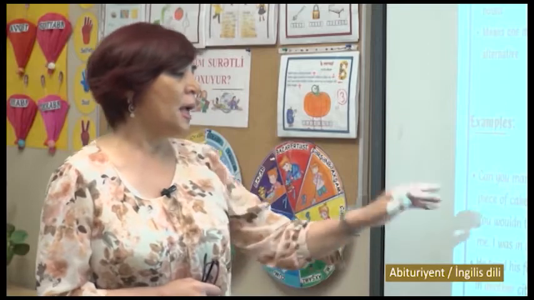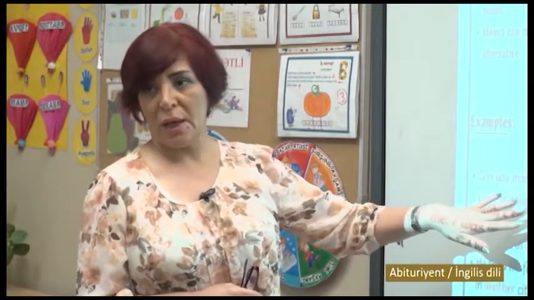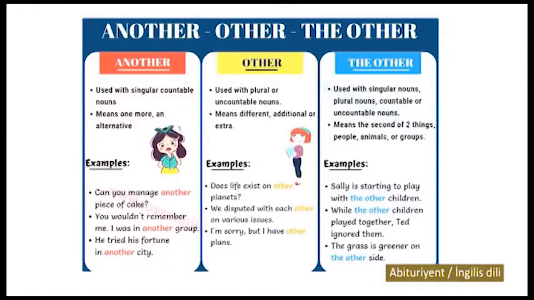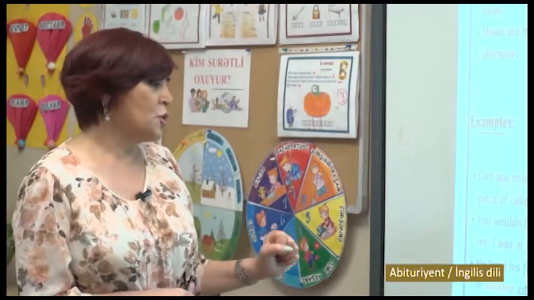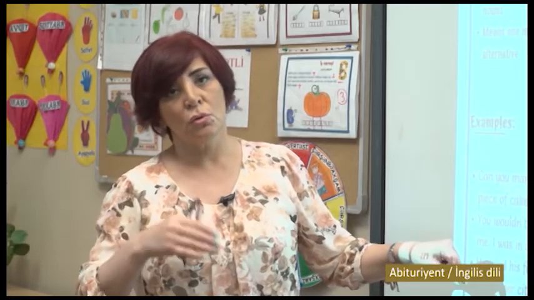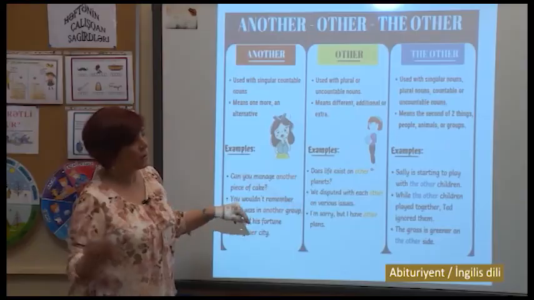For example, can you manage another piece of cake? That means that I do want one more piece of cake. Then the second one, you wouldn't remember me. I was in another group. It means that I was in an alternative group. He tried his fortune in another city. It means that he went to one more city, another city.